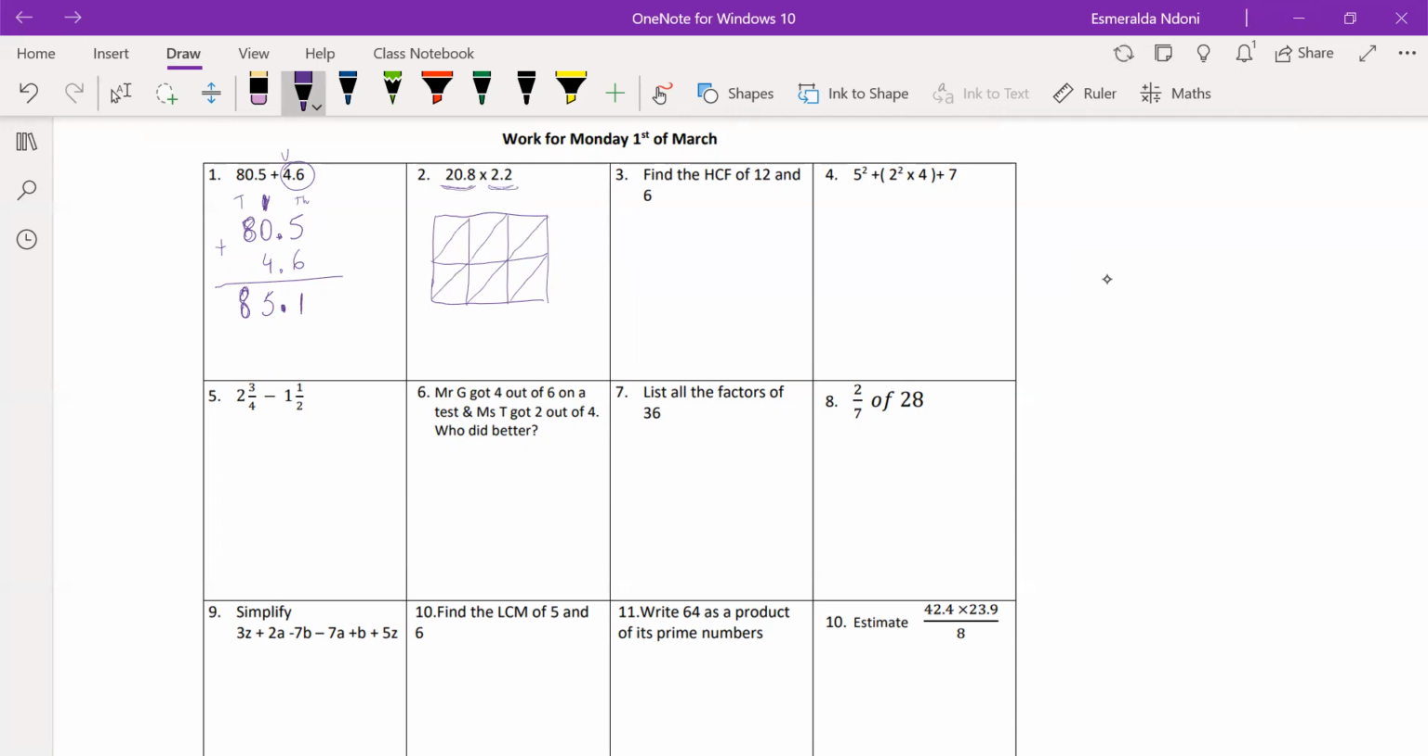Let's put the numbers on the top now. So I have 20.8, so that's the point, and 2.2. Let's multiply them now. 8 times 2, 16, and 8 times 2, 16. 0 times 2 is 0, 0 times 2 is 0. 2 times 2 is 4, 2 times 2 is 4.